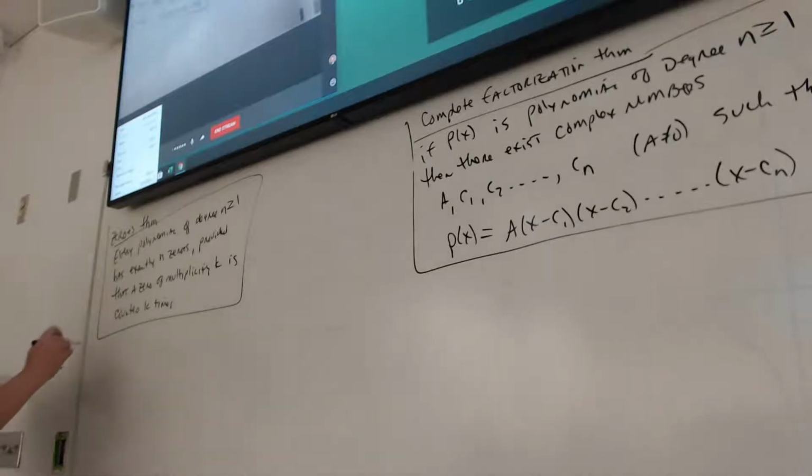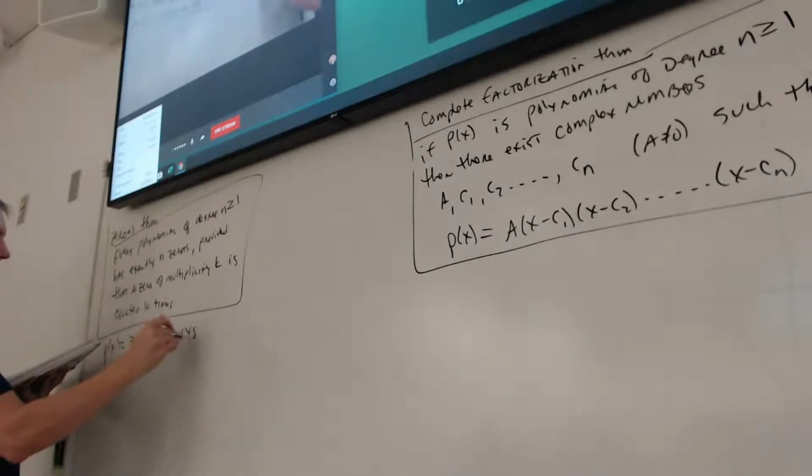So we can do another example. P of x equals 3x to the fifth plus 24x cubed plus 48x.